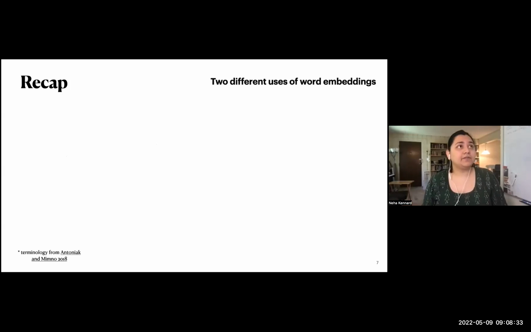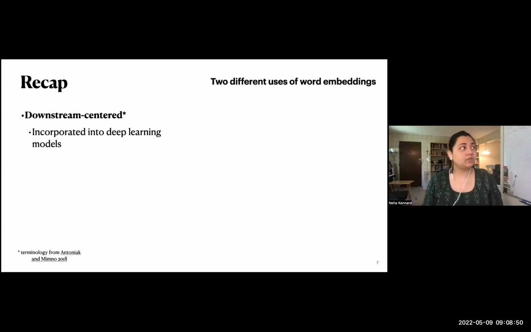Great. So we also want to talk about distinguishing the two different uses of word embeddings, and this terminology comes from this excellent paper by Antoniak and Mimno that we're actually going to look at in more detail later in this talk. The first type of use of word embeddings is downstream-centered word embeddings. This is when word embeddings are manipulated to form phrase, sentence, even document embeddings, and those are used in models like sentiment analysis, summarization, and all kinds of deep learning things.